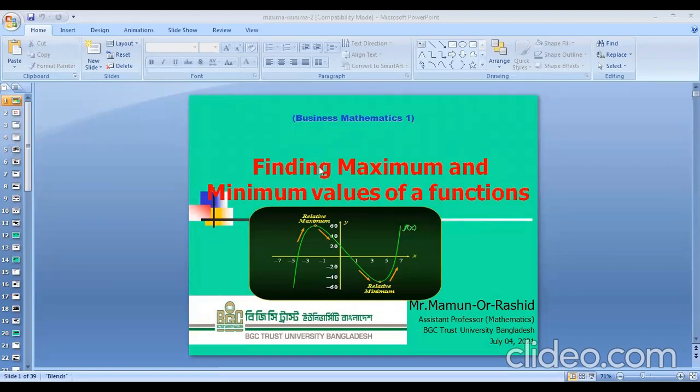Now we will try to understand how to find the maximum and minimum values of a function. Actually, maximum and minimum we have to use for business purposes, in economics. In business we have to find the maximum profit and minimum cost, or maximum revenue, everywhere in economics and business. So we'll now try to find, with an example, how to find the maximum and minimum values of a function.